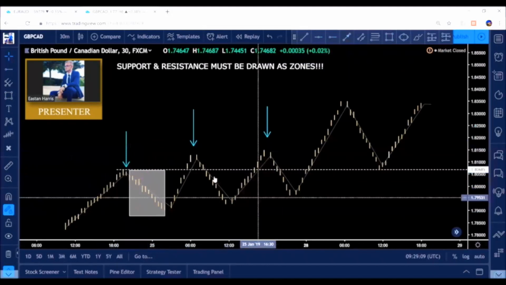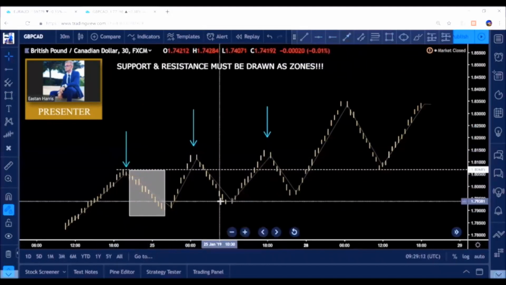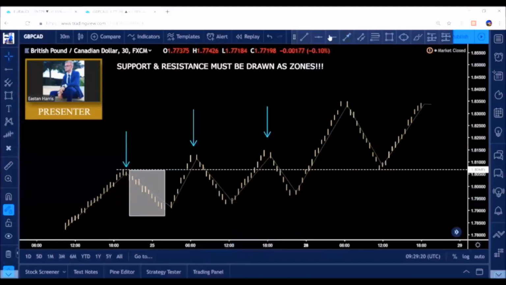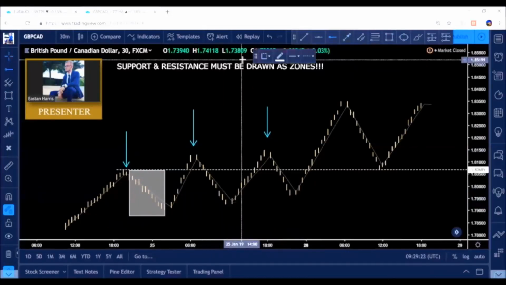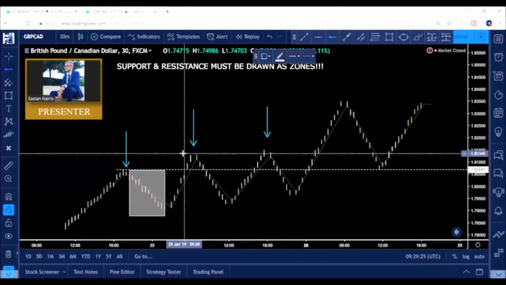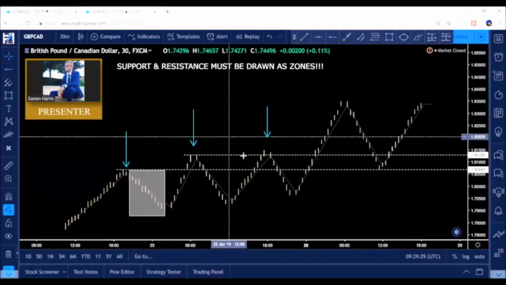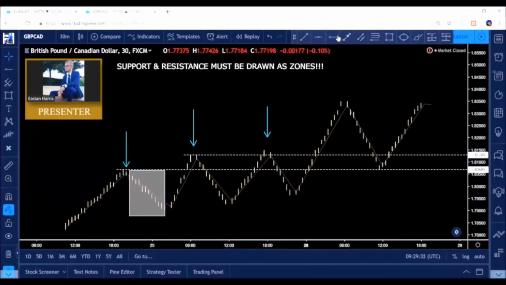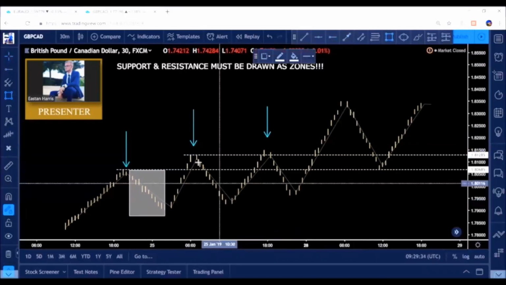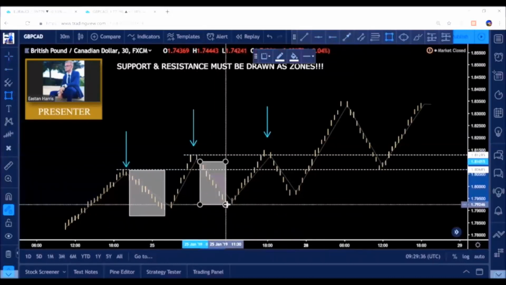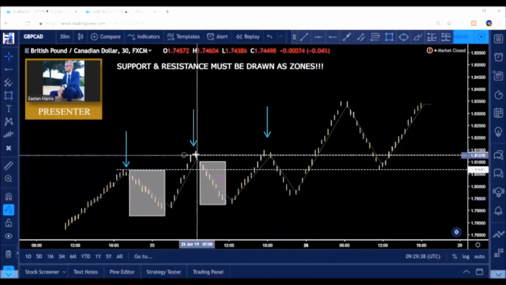Now, for the next reaction, we need to find the other side of our zone. We need to find the top portion of our parameters here. So let's grab our dotted line and let's check this. Okay, this is where this move originated from. This bearish move originated from this point where my dotted line is.